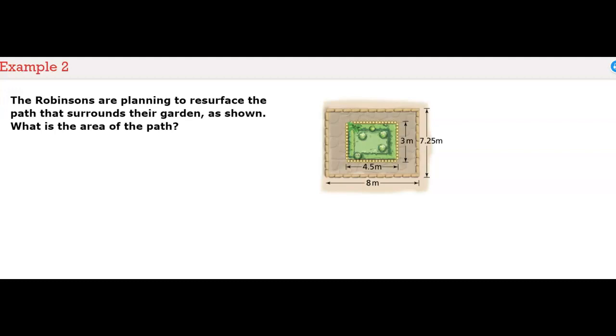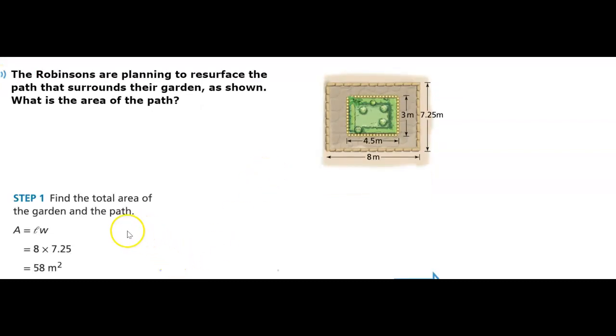The Robinsons are planning to resurface the path that surrounds their garden, as shown. What is the area of the path? Step 1, find the total area of the garden and the path. So here's the garden and here's the path. So for the pathway, we have 8 meters times 7 and 25 hundredths meters. Get 58 meters squared.